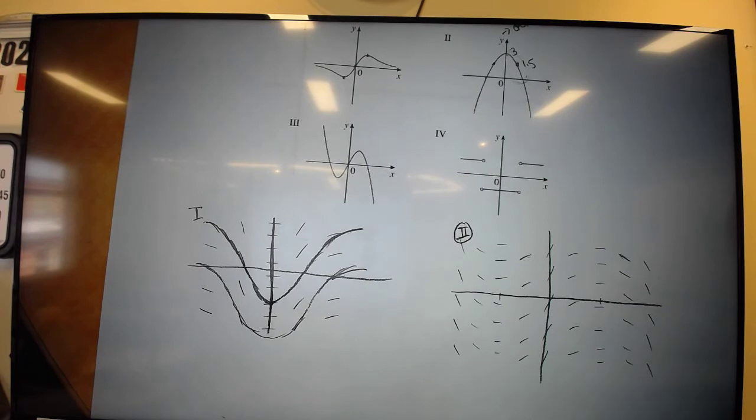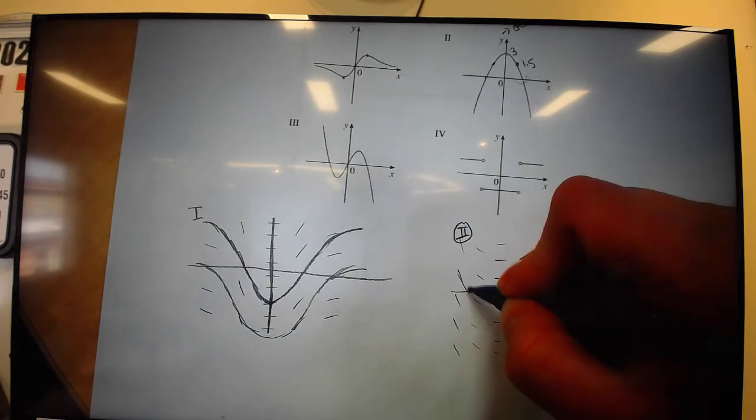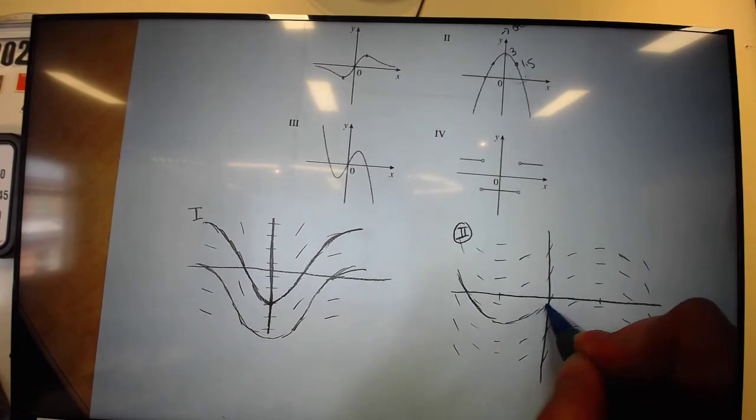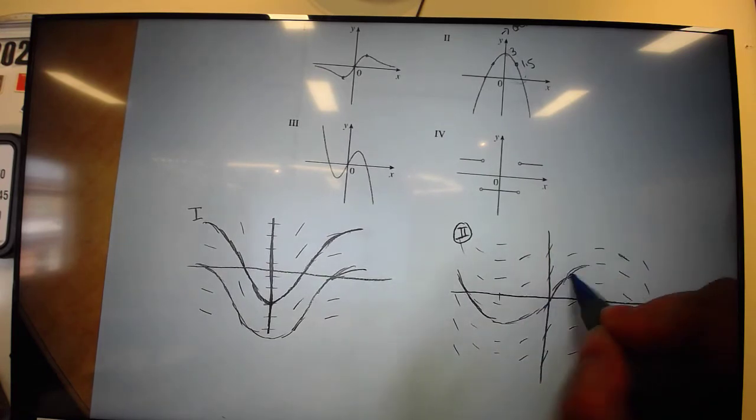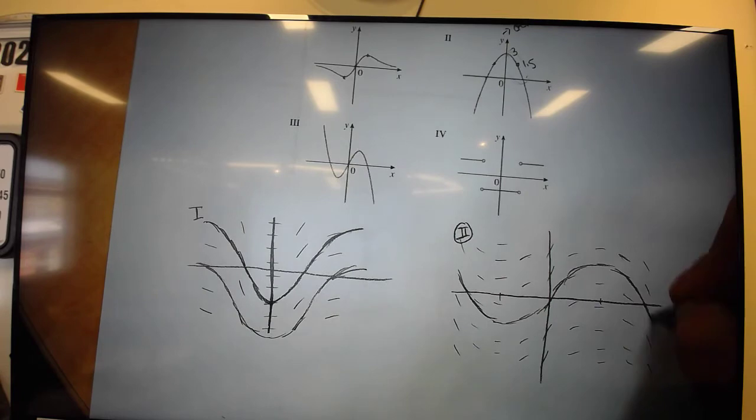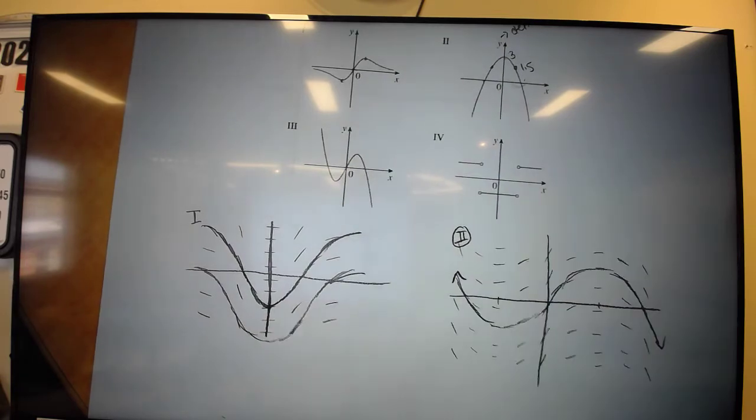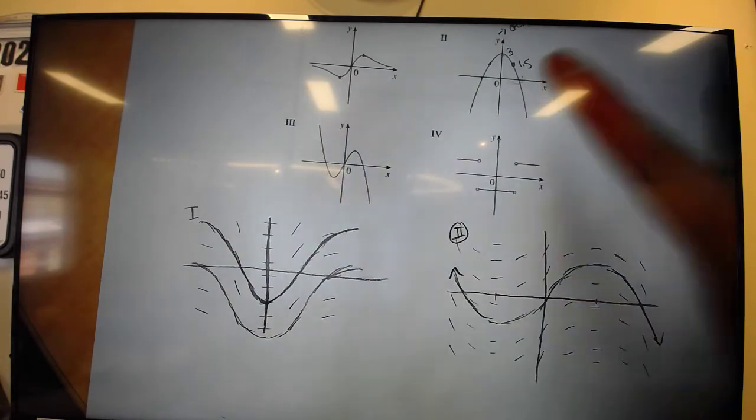Again, we can use bits and pieces of this to connect a graph. So I'm going to go bloop, bloop, bloop, like that. And there is what could give me the derivative to look like that.